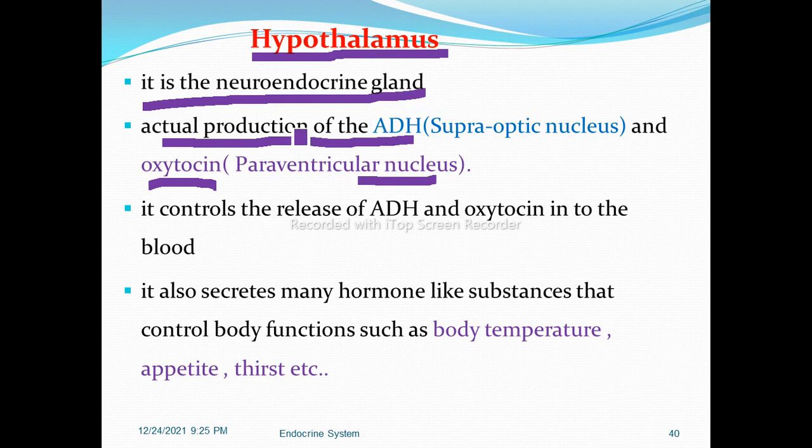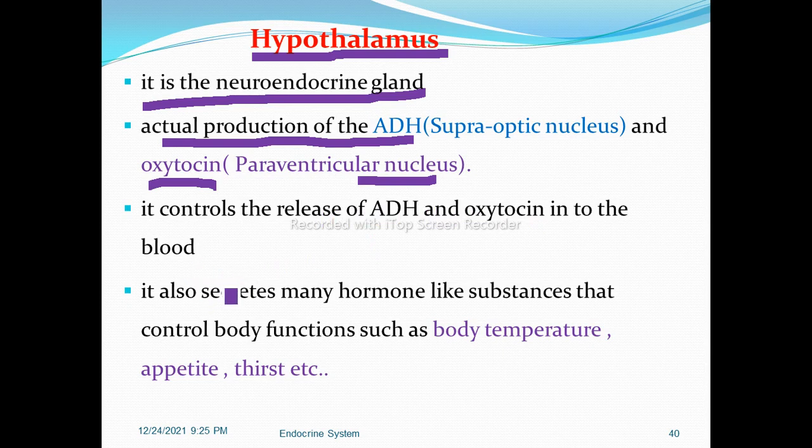Even if this antidiuretic hormone and oxytocin are released by the posterior pituitary gland, since their nuclei, the supraoptic nucleus and paraventricular nucleus, are found in the hypothalamus, we can consider that the actual production is in the hypothalamus, since the high regulation is under the hypothalamus. So the hypothalamus controls the release of antidiuretic hormone and oxytocin into the blood.